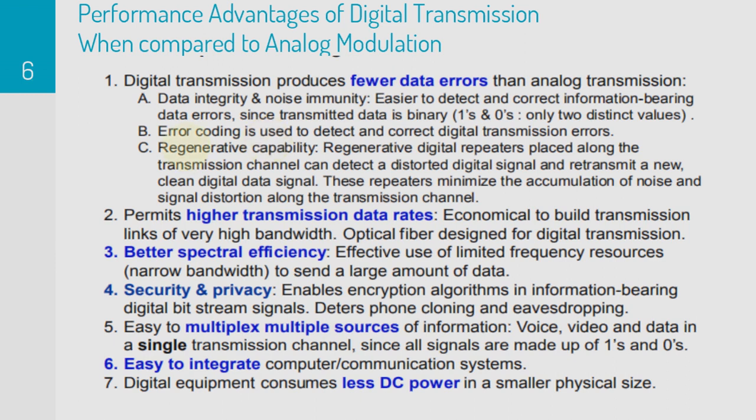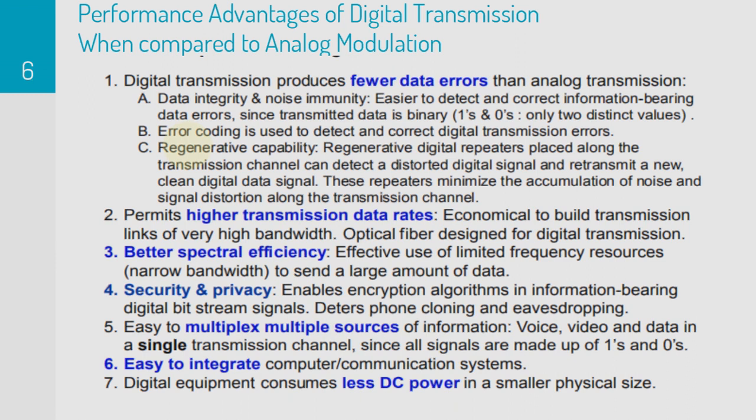Regenerative capability is available. So that is, regenerative digital repeaters placed along the transmission channel can detect distorted digital signals and retransmit a new clean digital data signal. These repeaters minimize the accumulation of the noise and signal distortion along the transmission channel. So this is the first advantage or performance advantage.